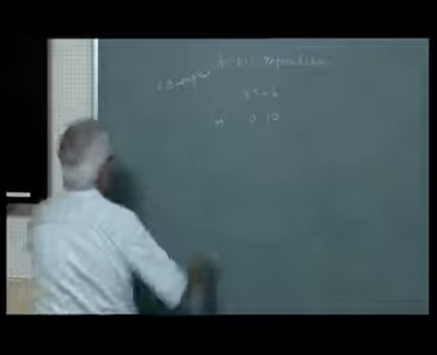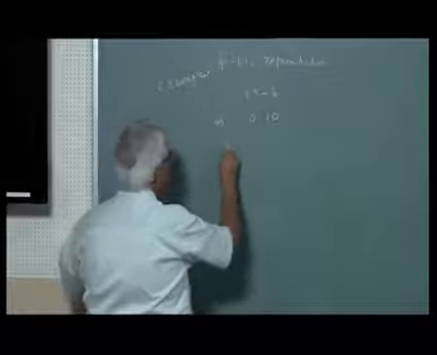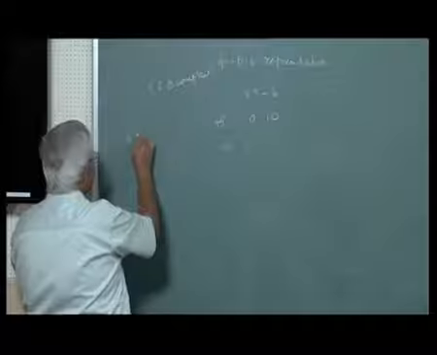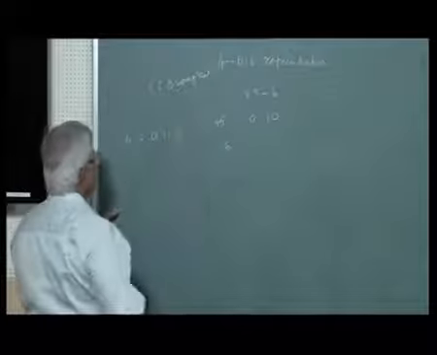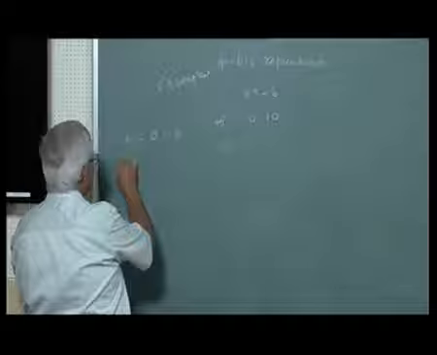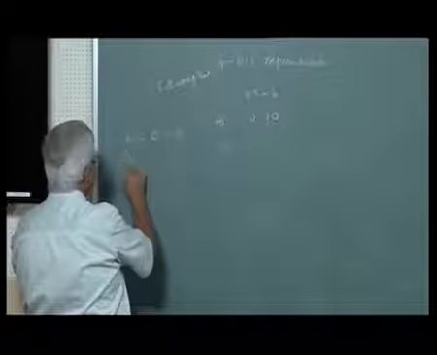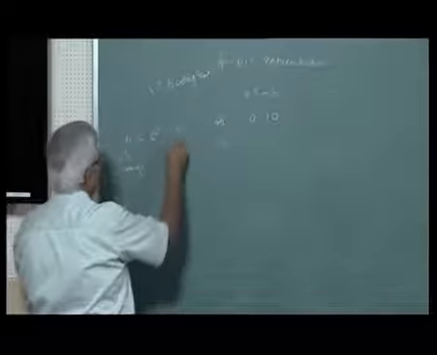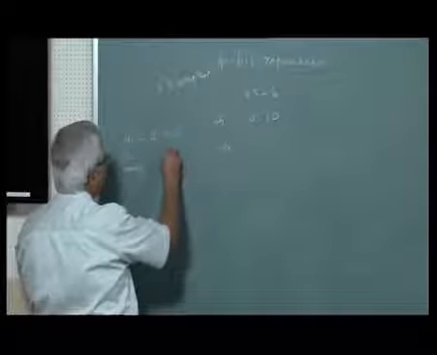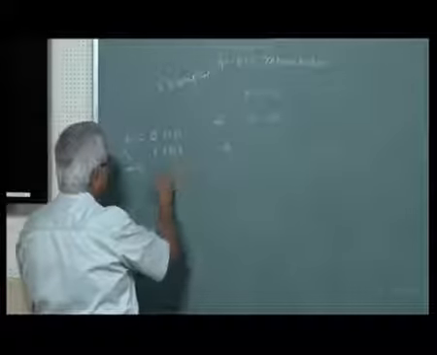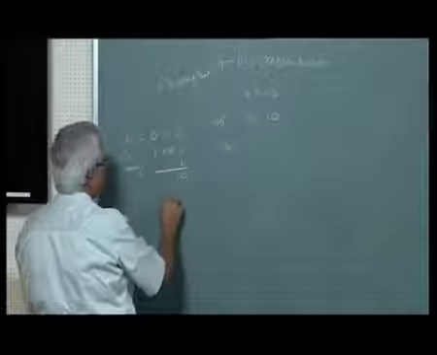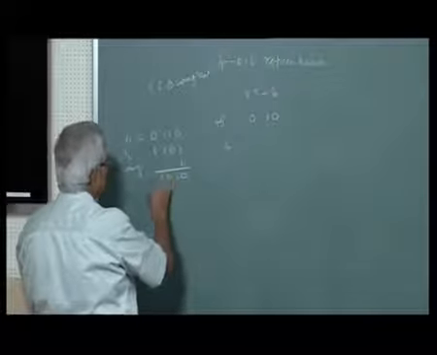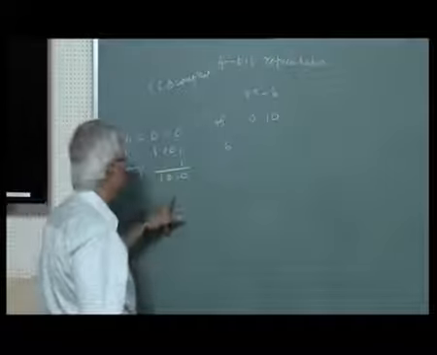-6. 6 in 2's complement will be, 6 is generally written as 0 1 1 0. 2's complement of this should be, invert every bit, add 1. This is 2's complement of 6.